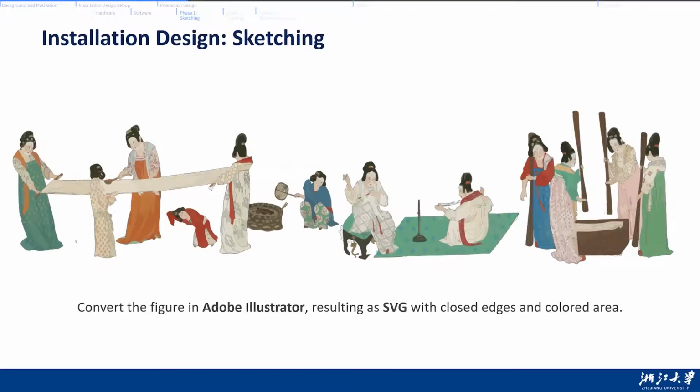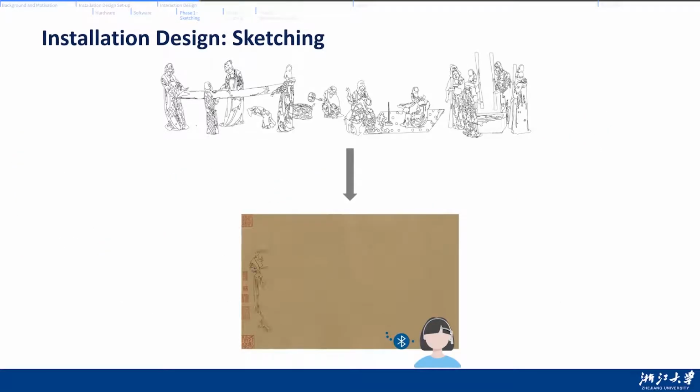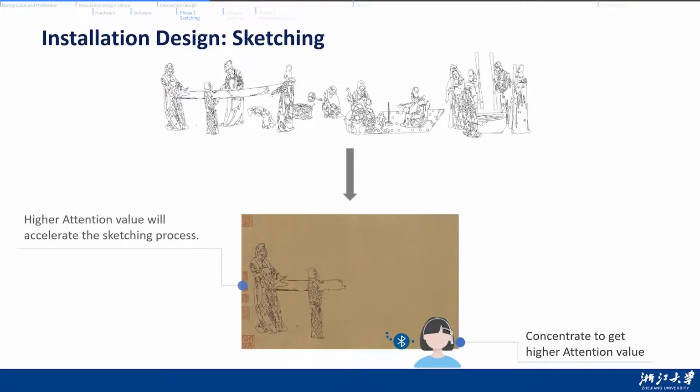To implement this, we first convert the painting into SVG format in Adobe Illustrator. Then we use the attention value output by the EEG headset to control the display rate of the edges. A higher attention value is associated with a greater display rate and will accelerate the sketching process.